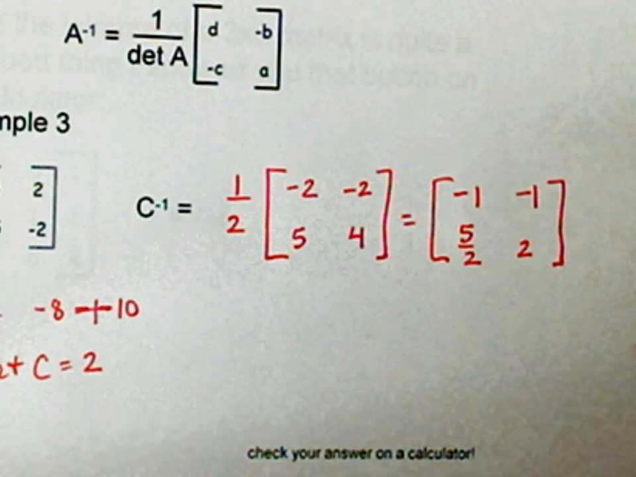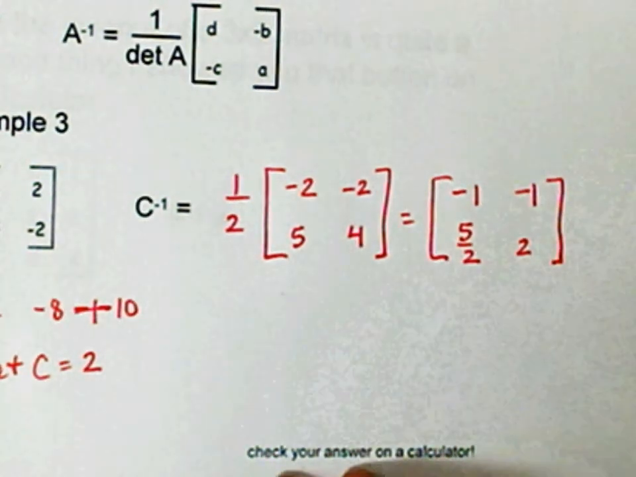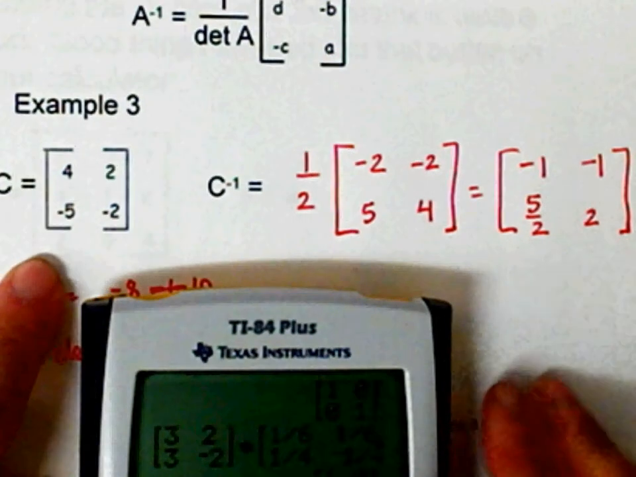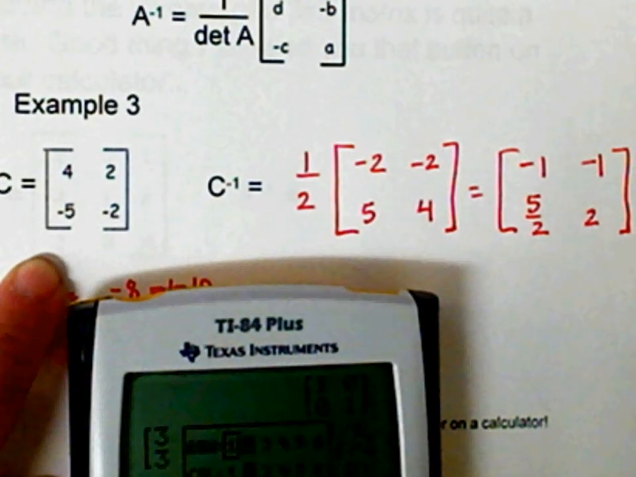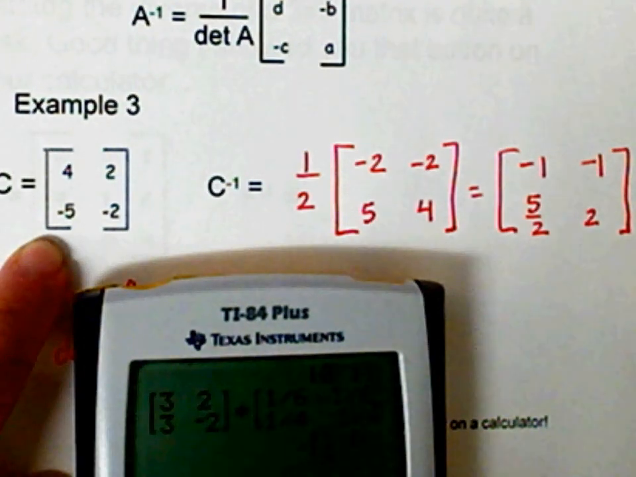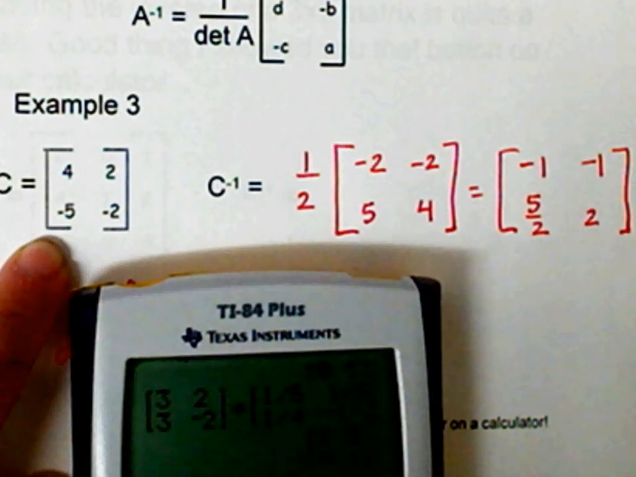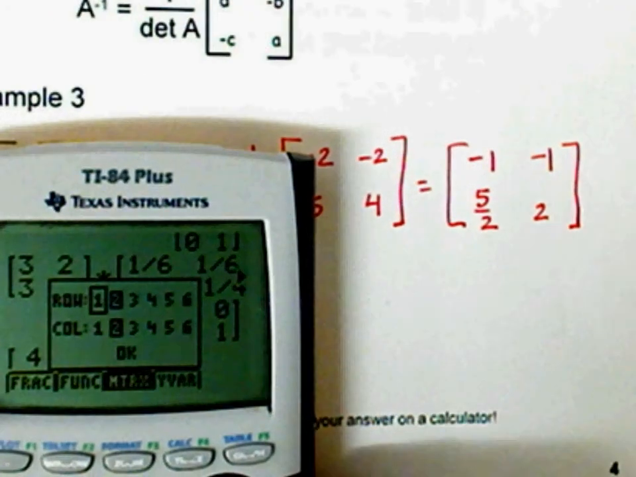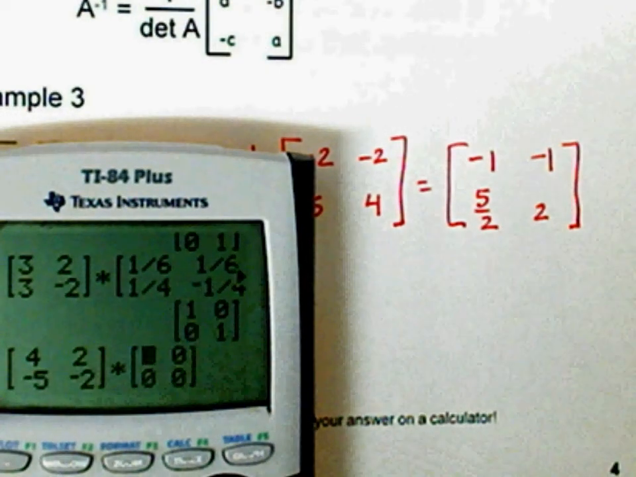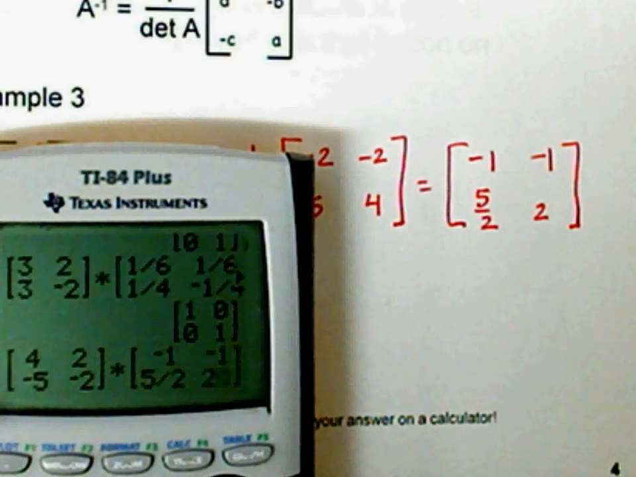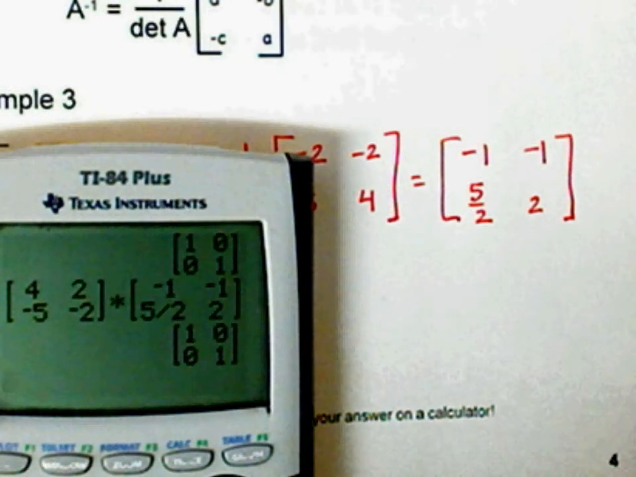Let's check to see if it works. Okay, here we go. Original matrix, alpha zoom, so 2 by 2. 4, right click, 2, right click, negative 5, right click, negative 2, right click, times the inverse. Here's my inverse right here. That is also a 2 by 2. So negative 1, right click, negative 1, right click, 5 divided by 2, right click, 2. Yes, that also works out. So there is the inverse right there.